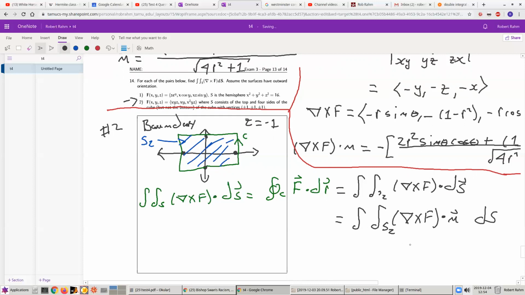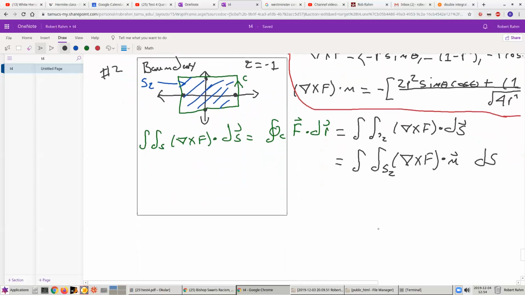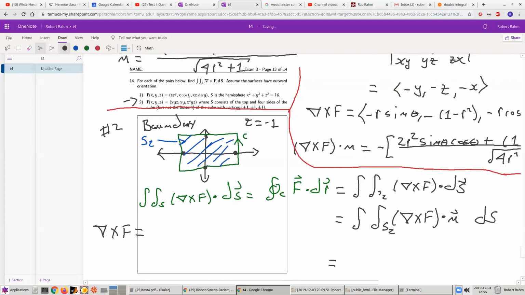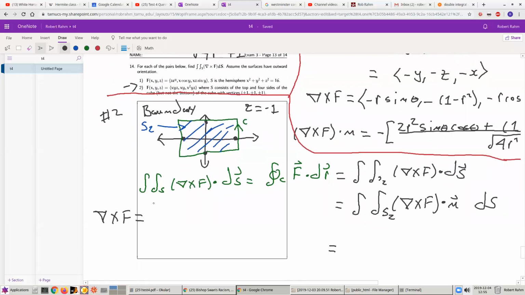So now we're going to compute it this way, filling in each one of these pieces. So the curl of F, I'll let you compute this on your own, is x squared z minus 2xyz minus xy y minus xz. That's the curl of F.